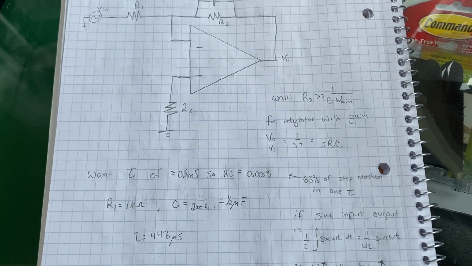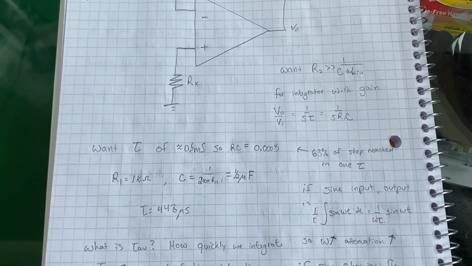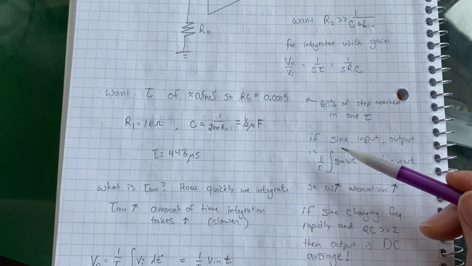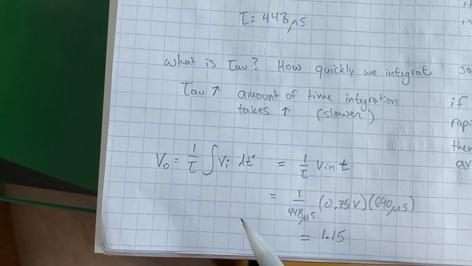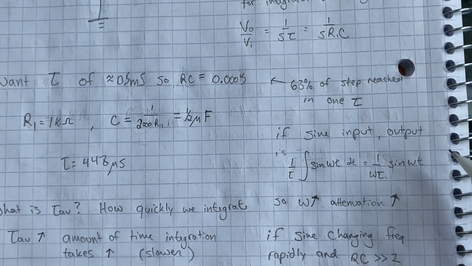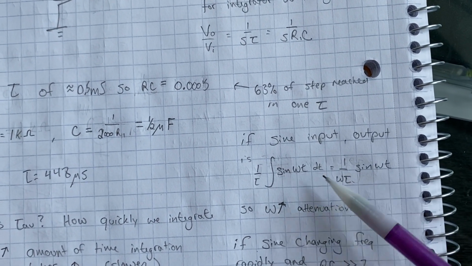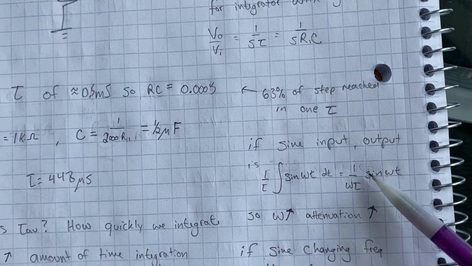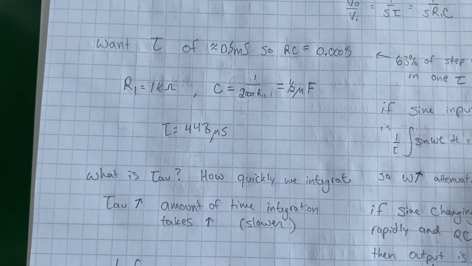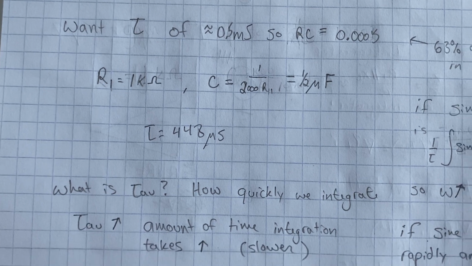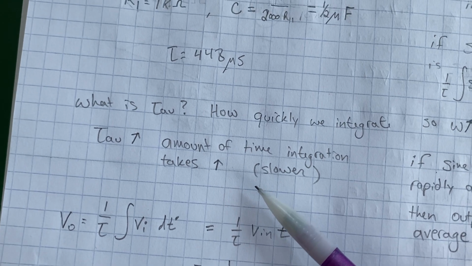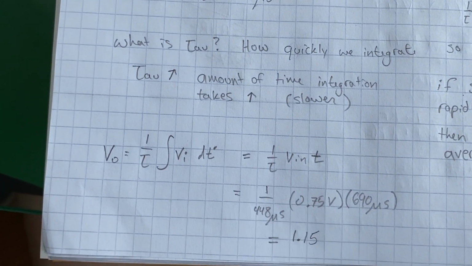So for a sinusoidal input, tau would determine how much attenuation you're getting, because if we recall our output voltage equation, V out is 1 over tau times the integral of your input signal. So as your input signal increases in frequency, the integral of that is divided by the frequency, and we see we're going to attenuate much more for higher frequencies. But what if it's a square wave input? Well, as tau goes up, the amount of time the integration takes goes up, which means it's slower, which means our slope is not as large.